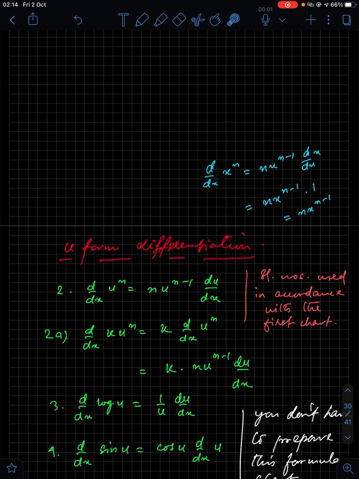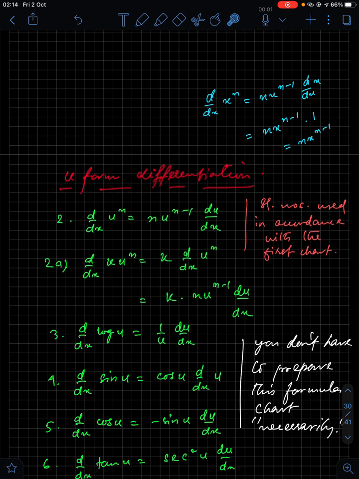So the other part is U form differentiation. So you had that formula number 14, if you recall the previous chart, or if you see the previous chart. So d/dx of u to the power n, it tells n u to the power n minus 1 d/dx of u. So this d/dx of u actually repeats in the other formulas also, which we have dealt with so far, but we don't write it.